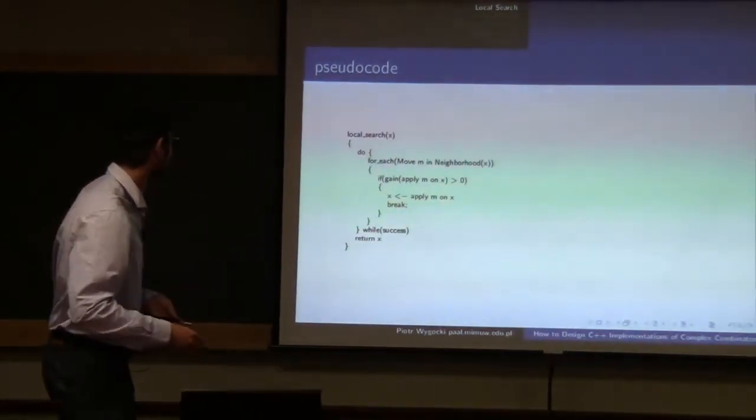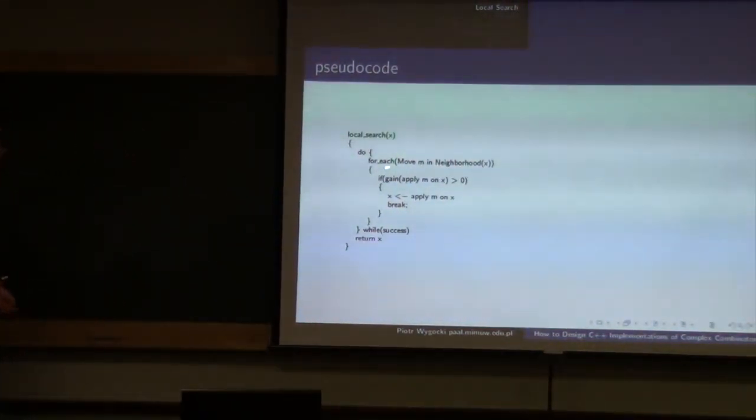And here I'm going to show you pseudocode and what's going on here. So let's focus on this inner loop. Okay, so we've got some initial solution x. This is our starting point, and we explore the moves in the neighborhood of x.